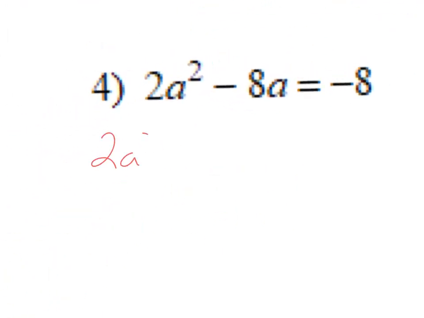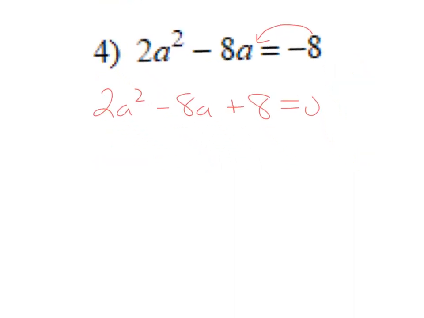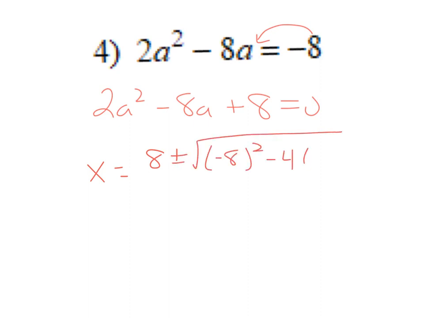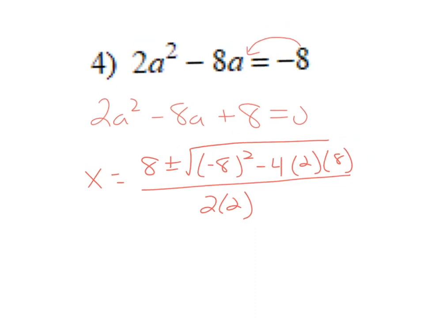All right, so let's go ahead and set this one equal to 0. So I've got 2a squared minus 8a plus 8 equals 0. Again, I'm just moving that 8 over. Okay, so now I'm going to plug it into my formula. I've got the opposite of b, so I've got 8 plus or minus the square root of negative 8 squared minus 4 times a times c, all over 2a, or 2 times 2.